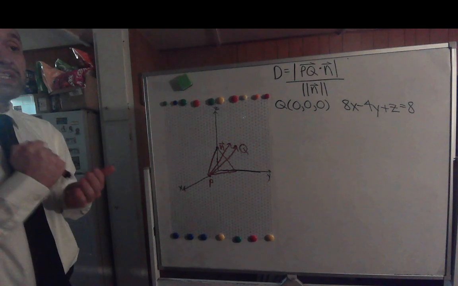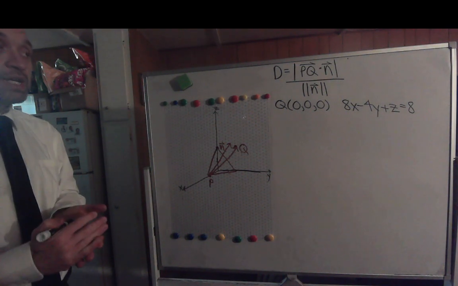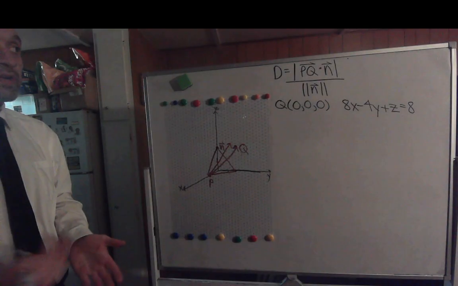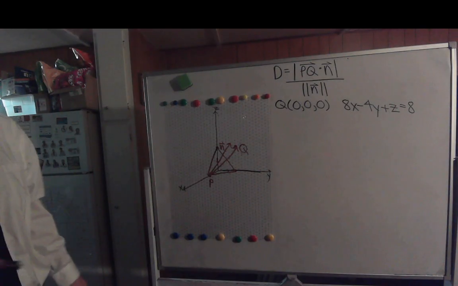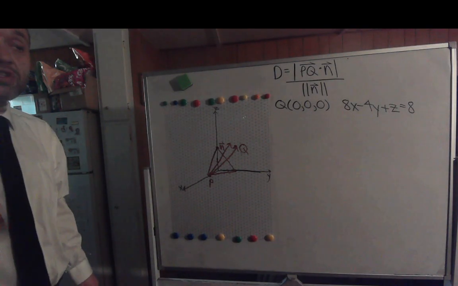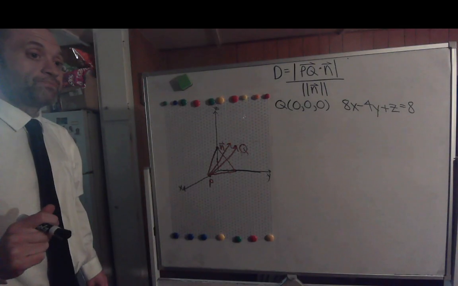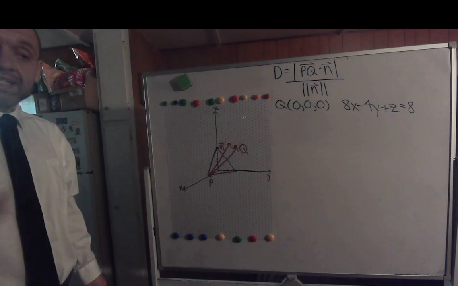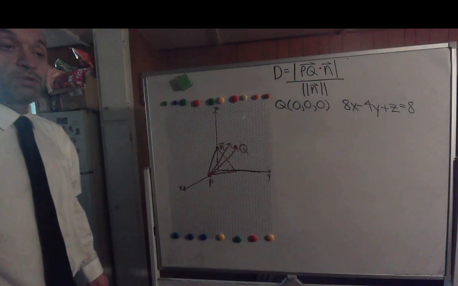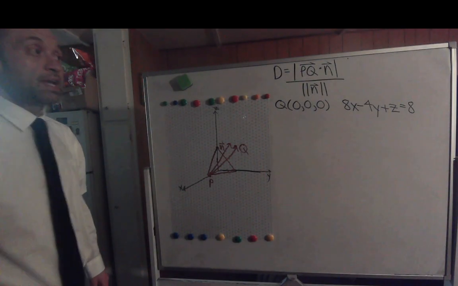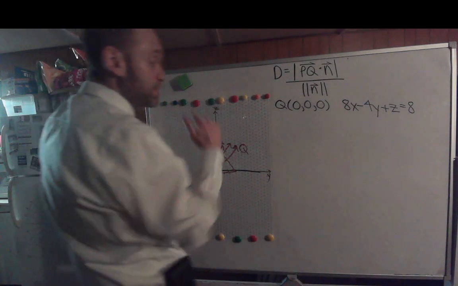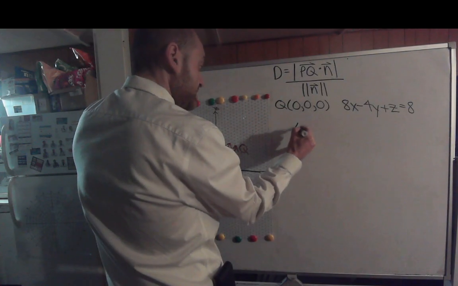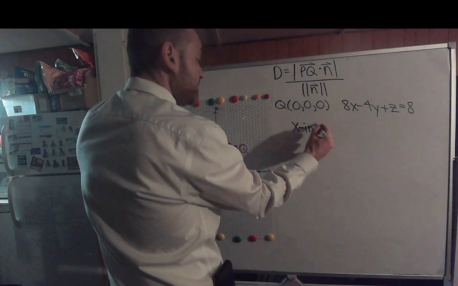So a couple things we need. We need a vector PQ and we need a normal vector. Let's actually focus on vector PQ first. Point P is going to be on the plane. Well, the easiest way to find a point on the plane is pick an intercept. And in this case, I'm going to highly recommend the x-intercept. So let's take the x-intercept. It'll definitely be on the plane.